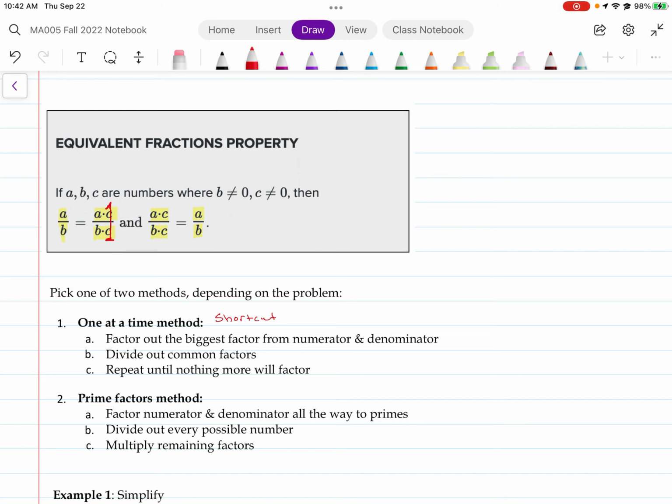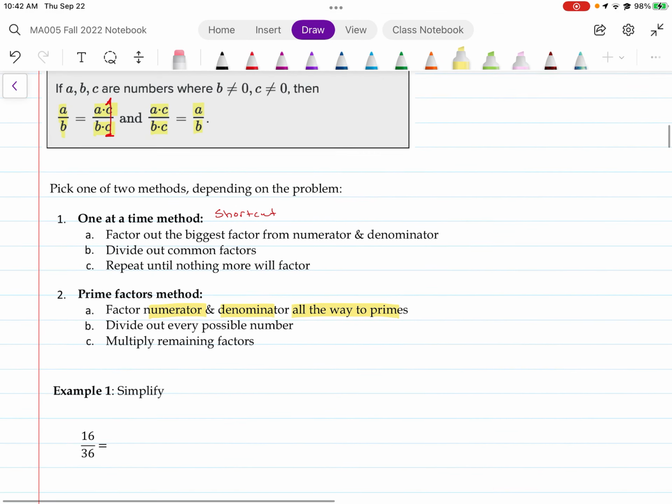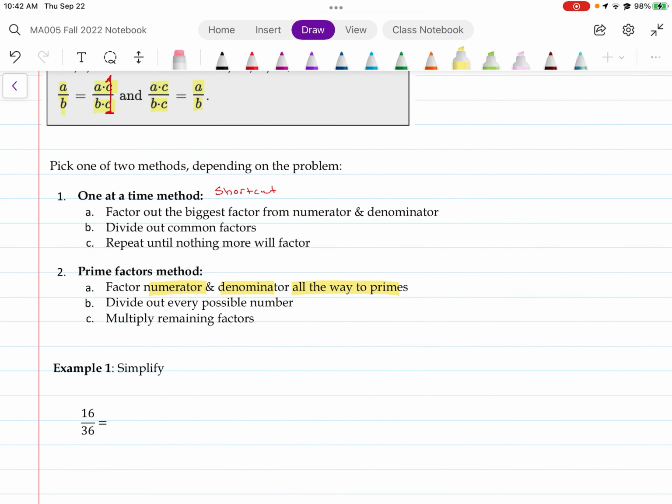The prime factors method is you factor the numerator and denominator all the way to primes. And then you just divide out every single possible number that can divide out like we did up above with the C over C. And then you multiply everything that's remaining and write your answer. Okay, so let's look at a couple of those. All right, 16 over 36, give that a try, see what you can do with it if you want to ahead of me. Otherwise, I'm going to show you just the one at a time method first, and then I'll show you the prime factors method.